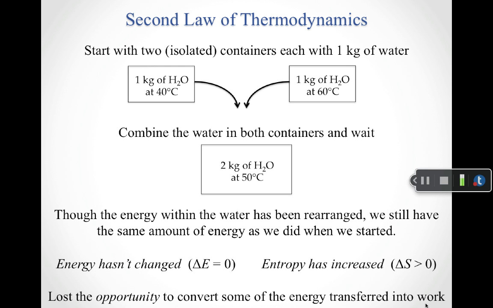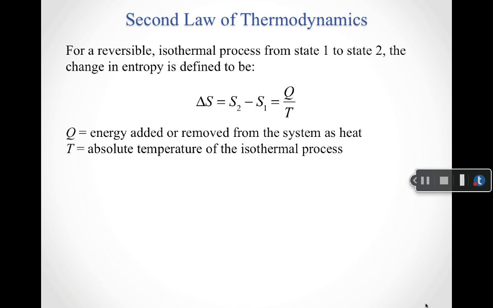That it's giving us a measure. Low entropy means that you've got a fairly large amount of useful energy. High entropy means that you've lost that opportunity to use the energy.